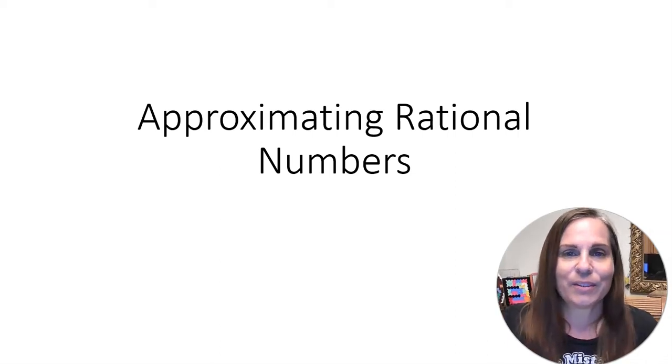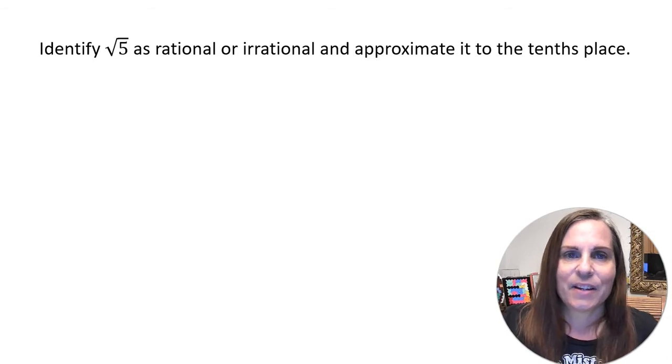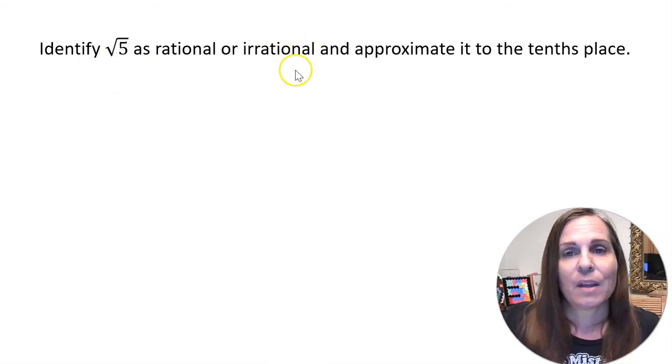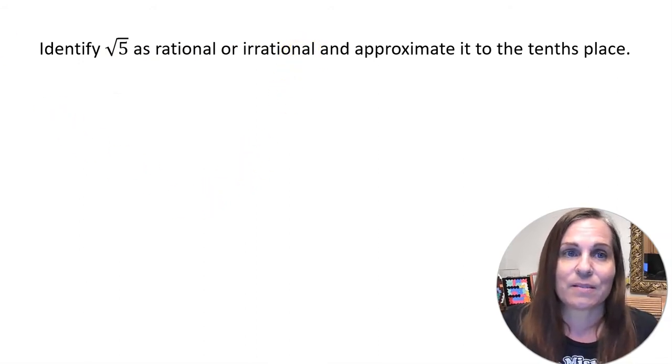Approximating rational numbers. Identify the square root of 5 as rational or irrational and approximate it to the tenths place.